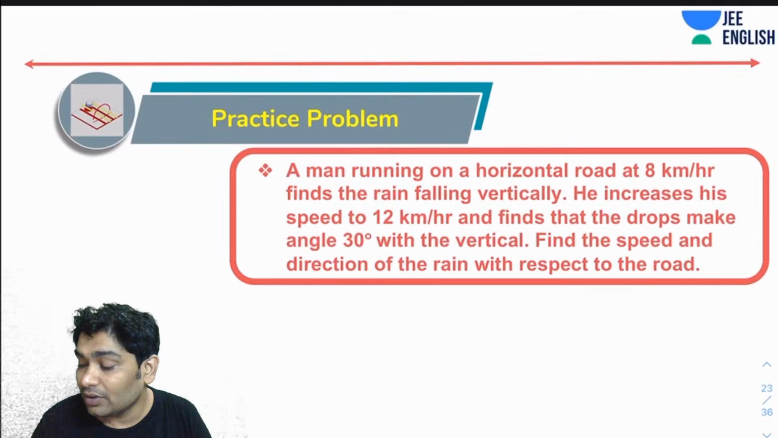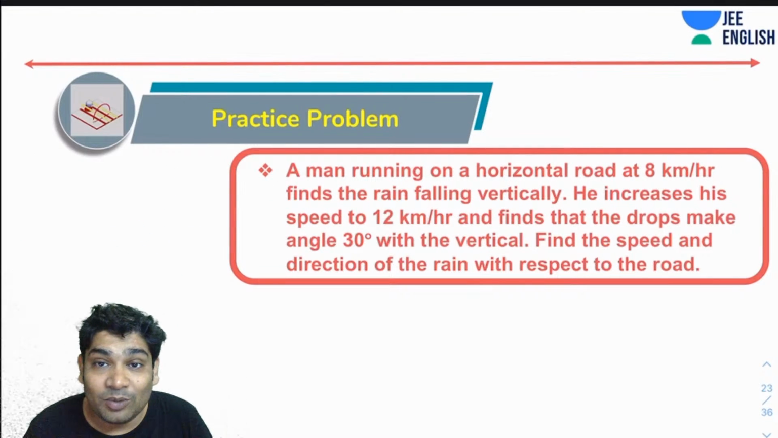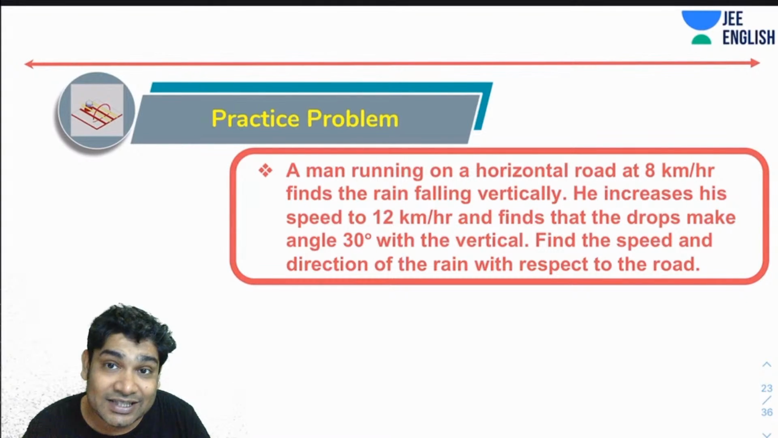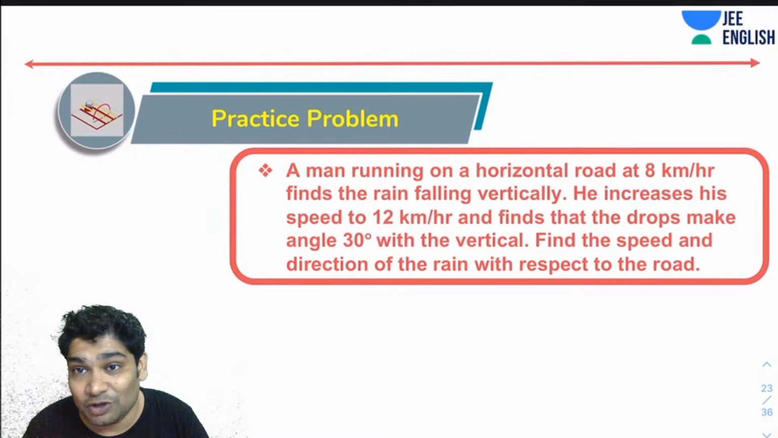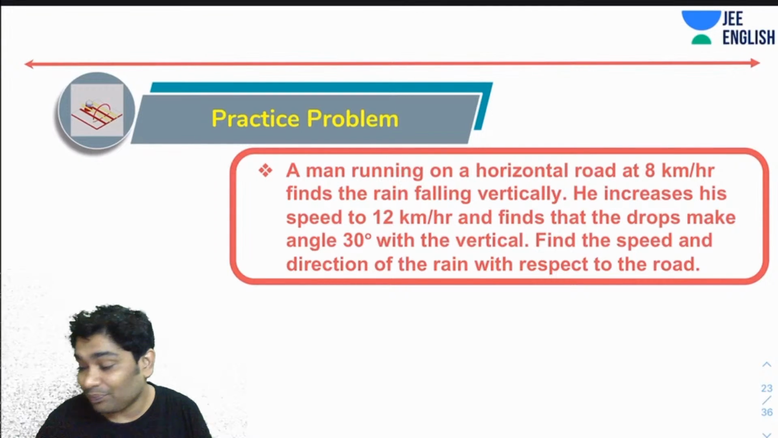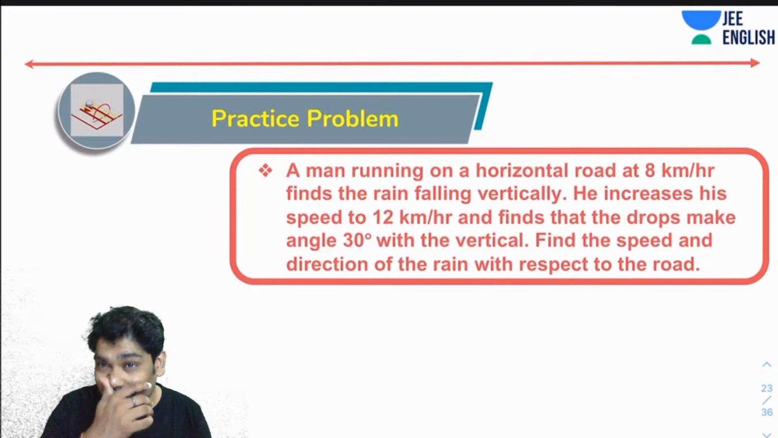Alright. Next, let's try one more problem like this. Okay. So man running on a horizontal road at 8 kilometers per hour finds the rain falling vertically. If he increases his speed to 12 kilometers per hour and finds that the drops are now making an angle of 30 degrees with the vertical, find the speed and direction of the man with respect to the road. Okay. So let's see if you guys can solve this.